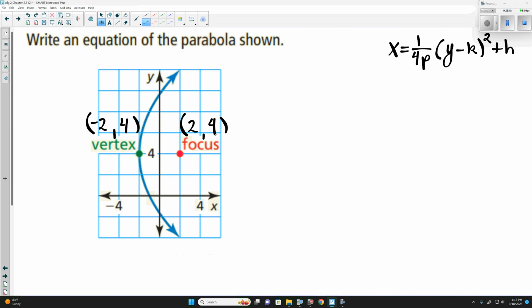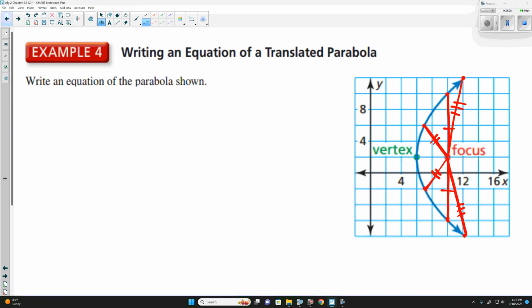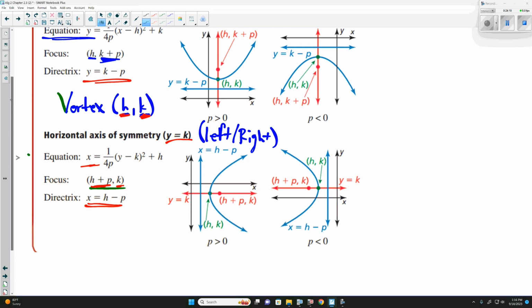Now, looking at this one here, if we just had the vertex and focus, does the x or y value change from the vertex to the focus? Which one changes, the x or y? The x value changes from the vertex to the focus. The y value stays the same. Now, if we look back at the general forms, if I looked at the y equals, the vertex is h, the focus is h. Those are the same, yes? So could it be y equals?